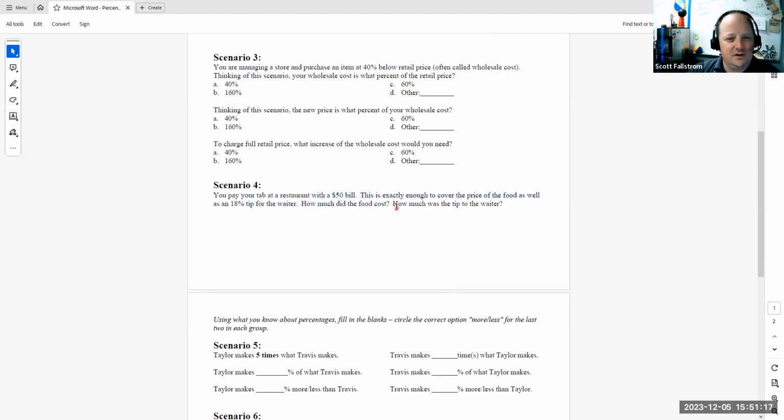Yeah, same thing here, right? $50 bill. You get an 18% tip, and it includes that. Basically, there's no tax at this restaurant. That's fine. How much did the food cost? Well, the food cost is like your original amount. The food plus the tip gives you the $50 bill. How much was the tip for the waiter? I can't tell you how many people want so badly to take 18% of 50 to find how much I tipped the waiter. Well, your bill wasn't $50, right? It was something else. And you added 18% onto that something else, and then you got $50 at the end of the day.